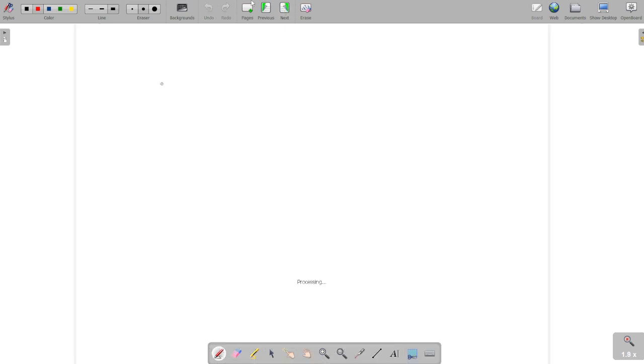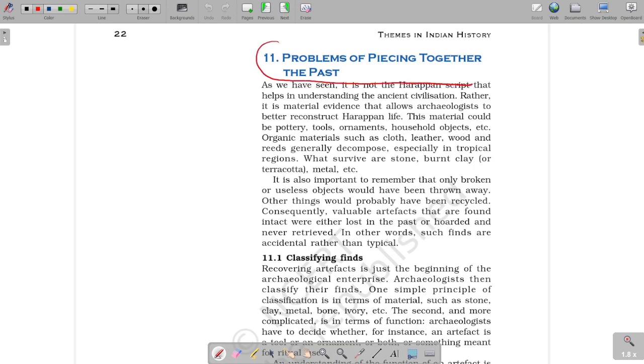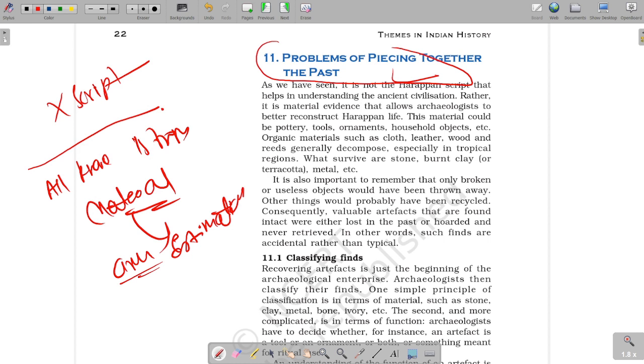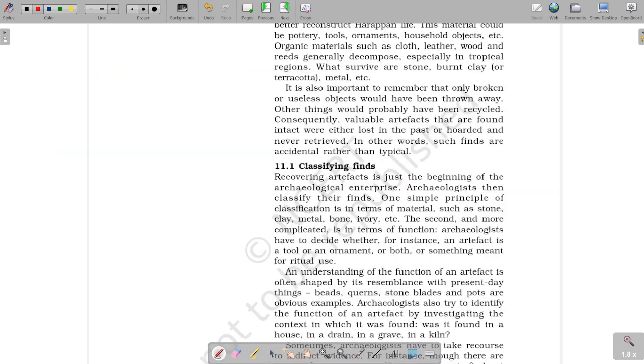Now, the problem of piecing together. This topic tells us that we can't understand anything from the script. Yes, this is true. All the knowledge we gathered is from material evidence, which led to archaeological estimation. These are indirect evidences and can be challenged anytime. This is the problem of piecing them together.